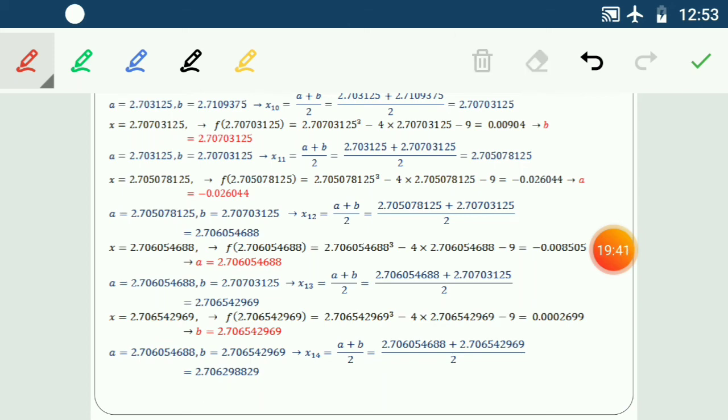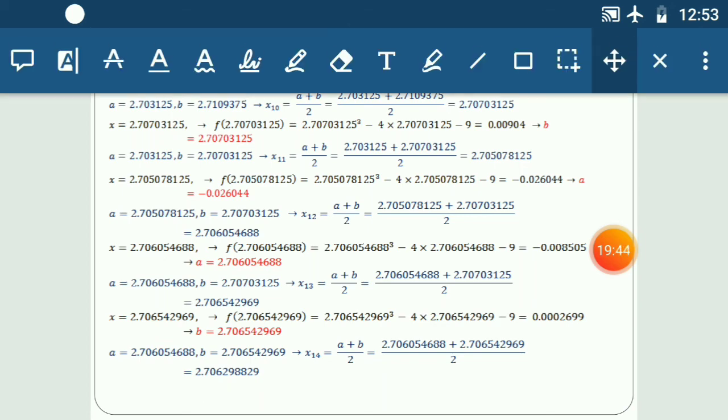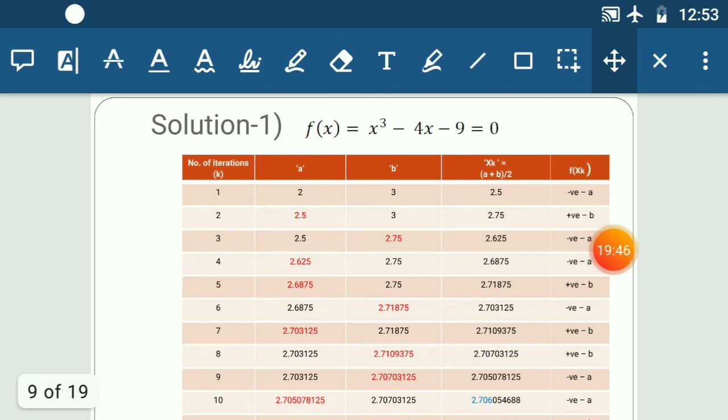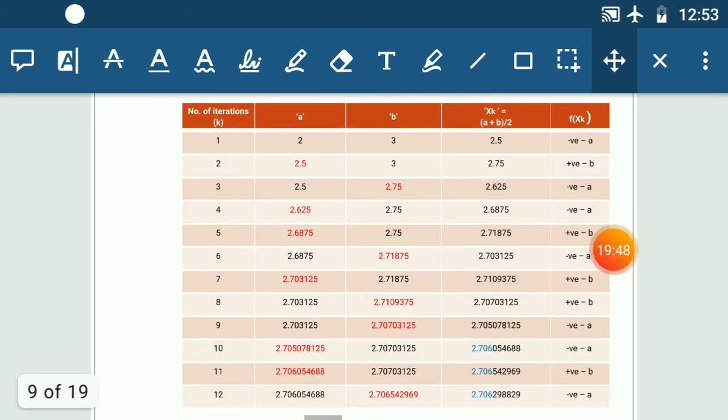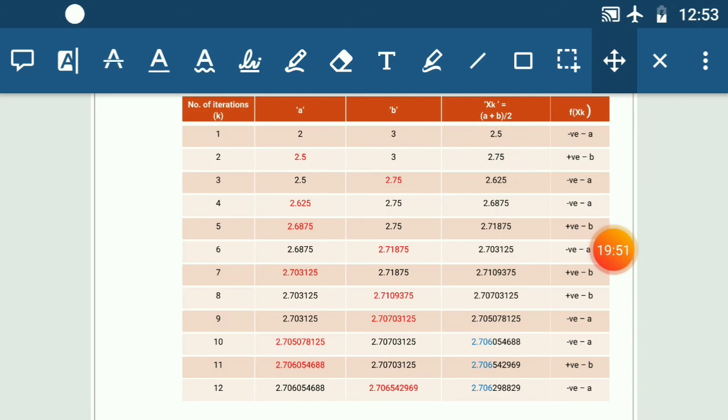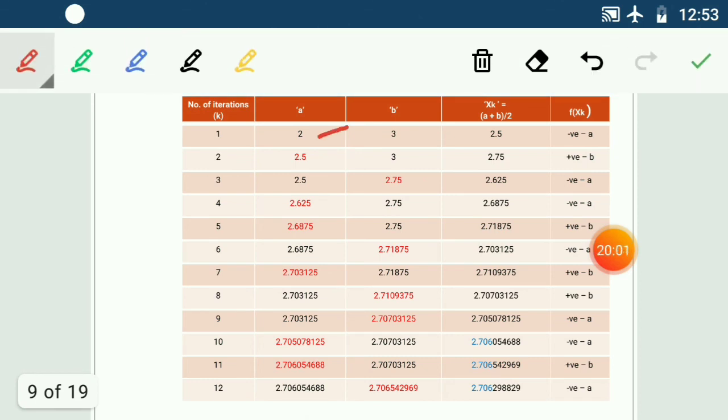The same thing we can learn with the help of this table. What does this table tell? It gives the summary of all the solution. Okay, so here, see, first we have taken the value of a and b with the random check, that is 2 and 3. Okay, so what is x1? That is 2.5, and f of x1 was coming negative. Negative means we have to change the a. What is a? A will be changed by this. So this is my new a.